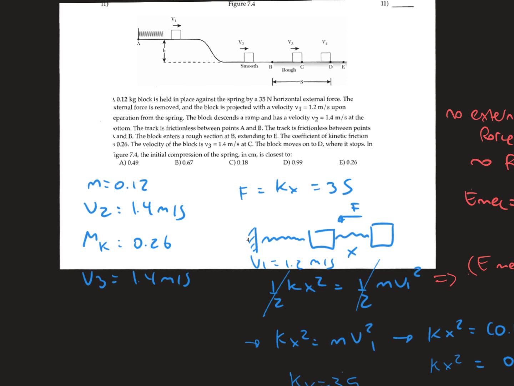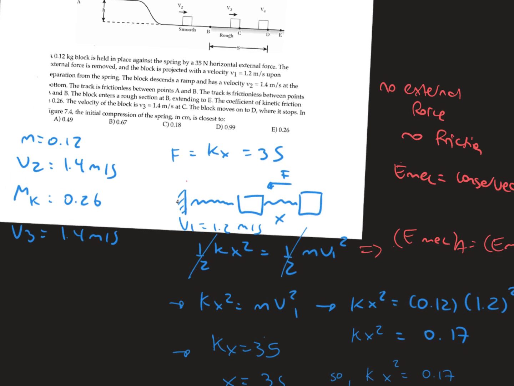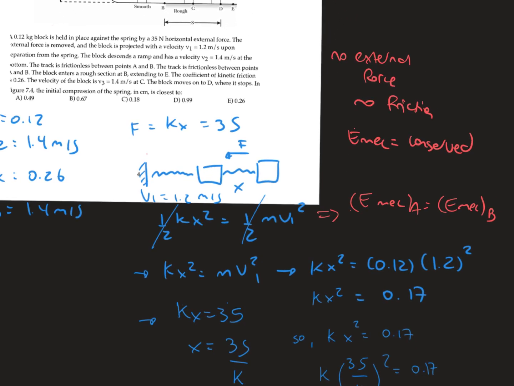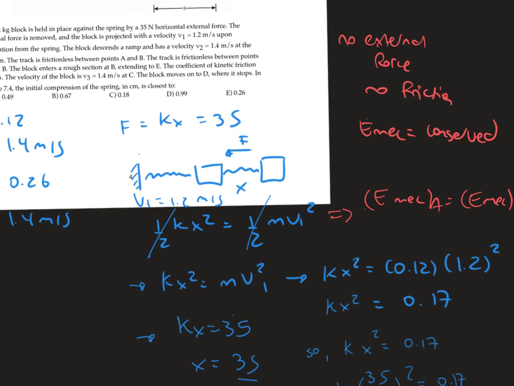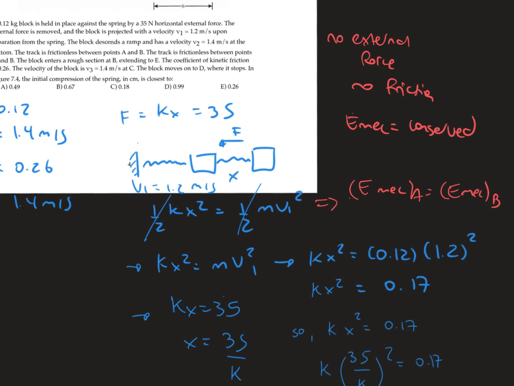So they're asking us to find the initial compression of the spring in centimeters. We just write down all the information we have and then draw a little picture. They're also giving us that F equals kx, which is 35, but we don't know the value of k or x, so we drew a representation of what the question is saying, and then we have the following.